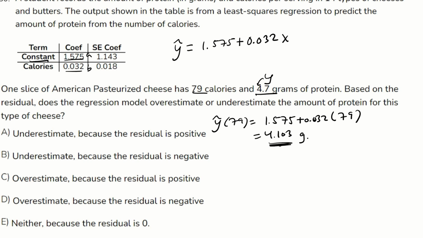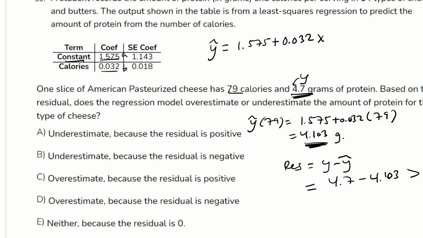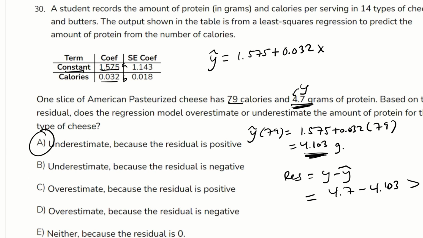If this is the predicted 4.103, and this is the actual, that means we underpredicted it. We underestimated, right? If we calculate the residual, it's y minus y hat. It's going to be a positive value. 4.7 minus 4.103 is positive. It's greater than 0. If the residual is positive, that means we underestimated, right? So in this case, the answer is A.